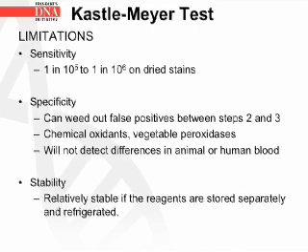Limitations of the Kastle-Meyer test. Sensitivity: stains diluted to 1 in 10^5 to 1 in 10^6 and allowed to dry gave a positive result. Specificity limitations: the test can weed out false positives between steps 2 and 3. However, some chemical oxidants and vegetable peroxidases gave false positive results. The test also will not detect differences in animal or human blood. And it is relatively stable if the reagents are stored separately and refrigerated.